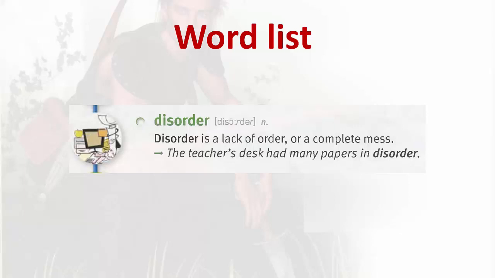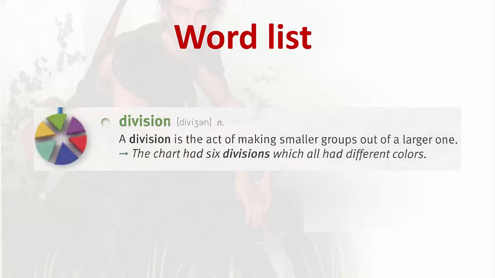Disorder. Disorder is a lack of order, or a complete mess. The teacher's desk had many papers in disorder. Division. A division is the act of making smaller groups out of a larger one. The chart had 6 divisions which all had different colors.